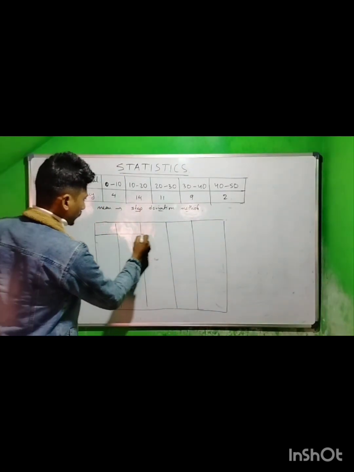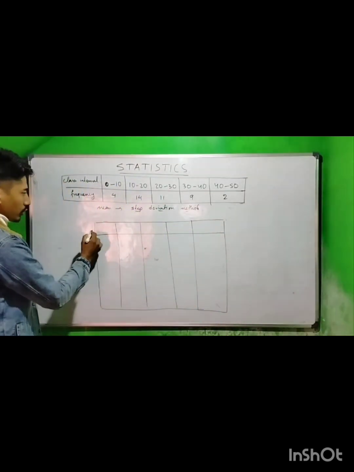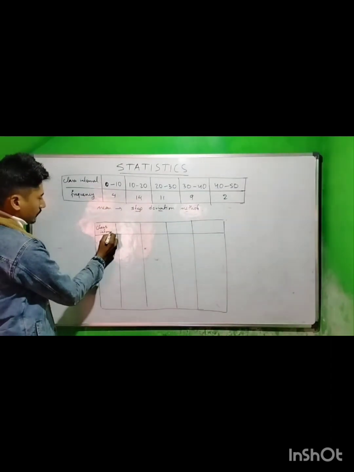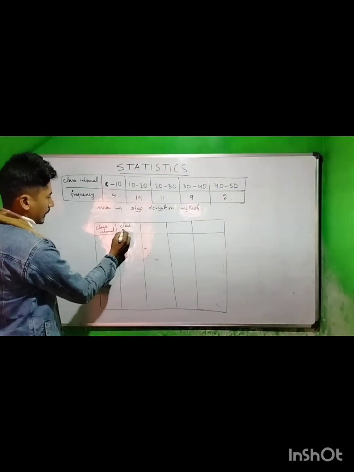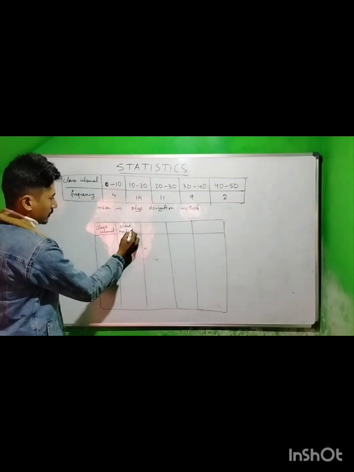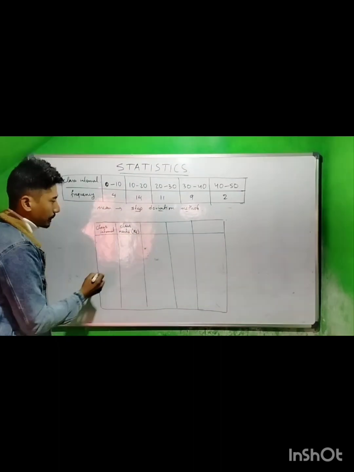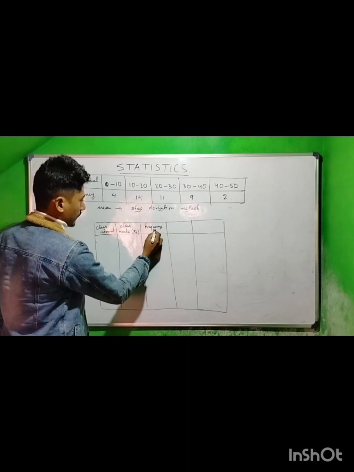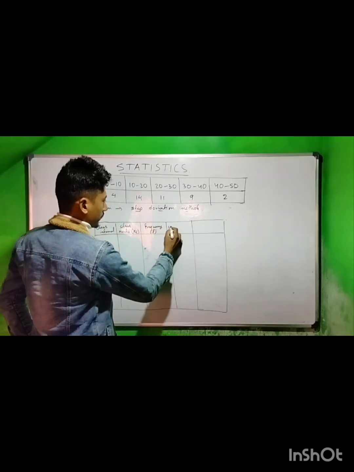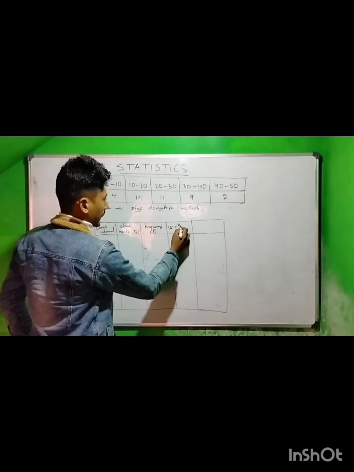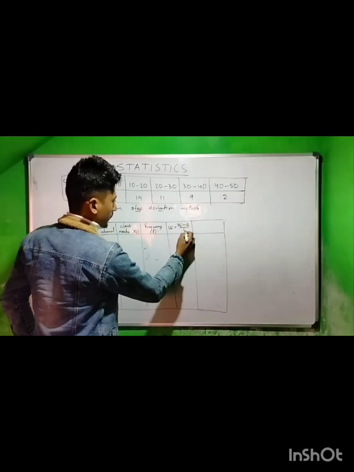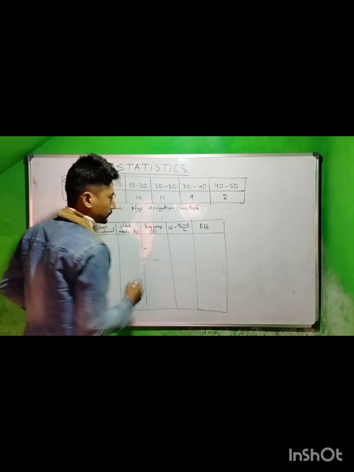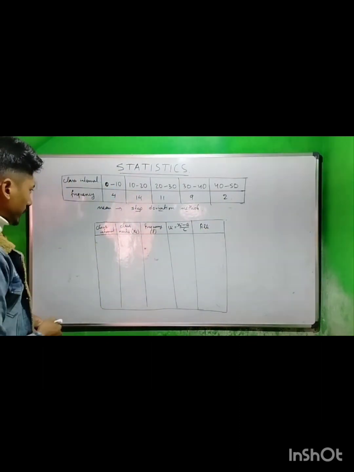This first column is for class interval, and this is the class marks, so we'll write xi's, and this is the frequency, f, and here we'll write ui, that is xi minus a over c, and the final one is fi ui. Alright, let's fill this table.